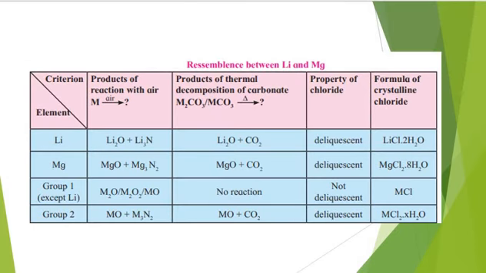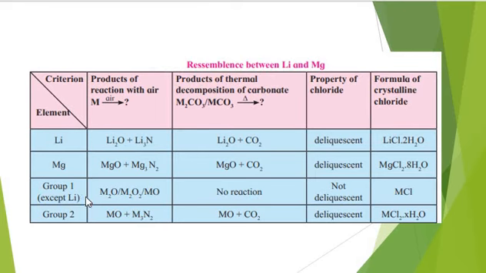Now, let's see the resemblance between lithium and magnesium. If lithium is burnt in air, we get lithium oxide and lithium nitride. When magnesium is burnt in air, we get magnesium oxide and magnesium nitride. Both are showing the same chemical property. When we decompose lithium carbonate, we get lithium oxide and carbon dioxide. When we decompose magnesium carbonate, we get magnesium oxide and carbon dioxide.